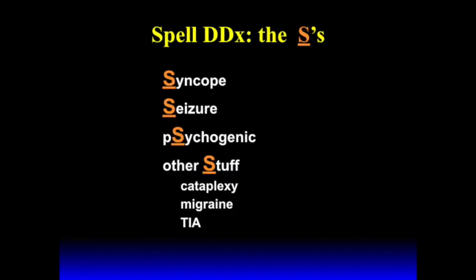The differential diagnosis of a spell is some kind of syncope or fainting, seizure, psychogenic event. Yes, there's a list of other stuff, migraine and TIA and other things that can cause people to collapse and have odd spells. But they're really fairly uncommon. TIA often surprises people when I say that.